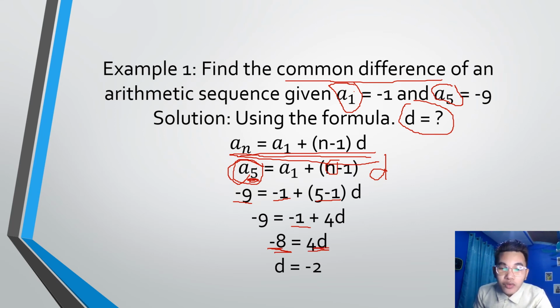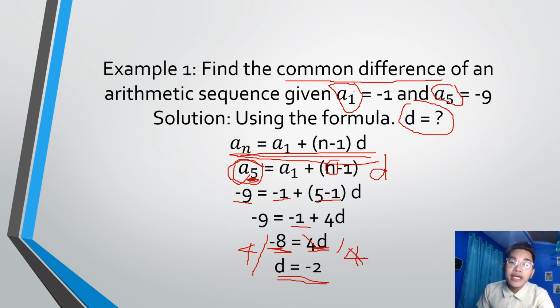So, unsaon sunod? Divide both sides into 4. Aron mawagtang si 4, i-divide na to each side of 4. So, we have 4d divide 4 is makancel si 4. Ang nahitabo is si d na rin habilin. The negative 8 divide 4 is negative 2.